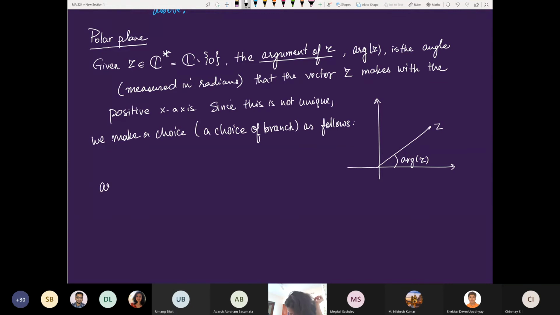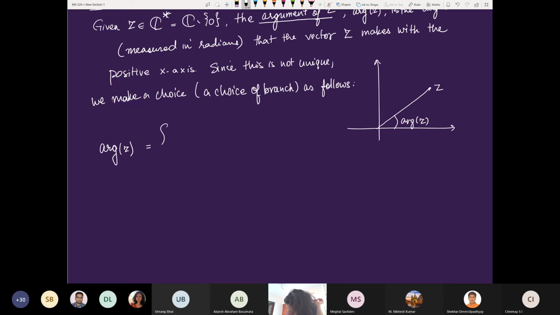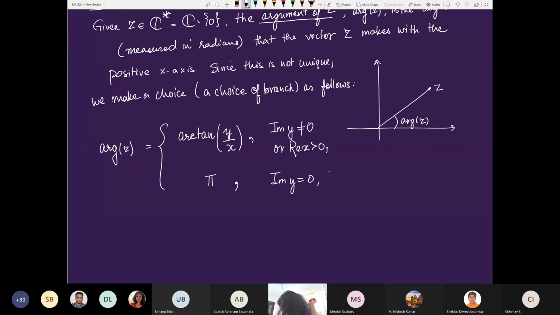And how do we make this choice? So I'm going to define arg z. And again, whenever I write z, the implicit understanding is that z is x plus iy. Okay. So how do we define arg z? To give it a fixed choice, I'll define it as arctan of y over x when x is non-zero, or if y is zero, then we are on the positive x-axis, and then I define it as pi when we are on the negative x-axis. Okay. Of course, this argument is not defined when z is 0.